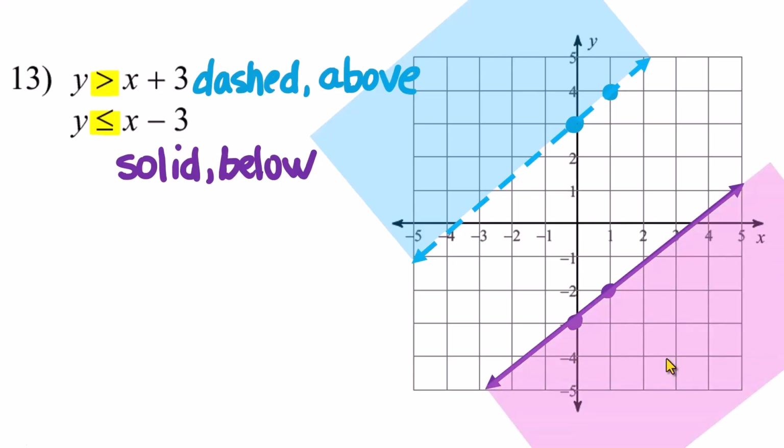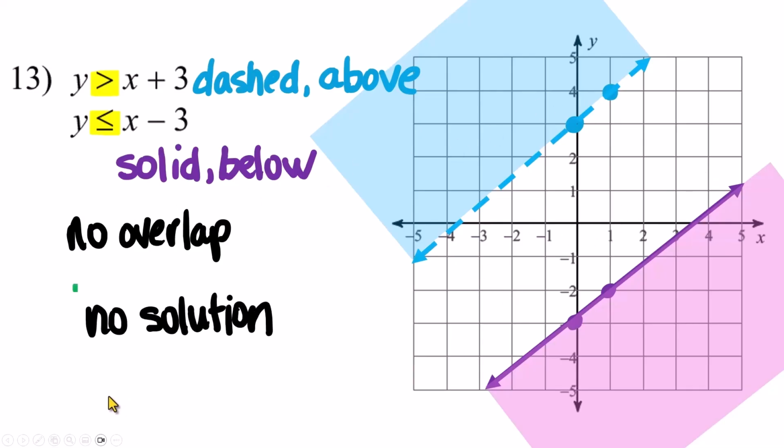Okay, there's the twist. There's no overlap. What does that mean? How do you interpret that? That means there's no point anywhere that will make these two inequalities true at the same time. If there was, they'd be overlapping somewhere in the middle, and they're not. So the answer to this one is no solution.